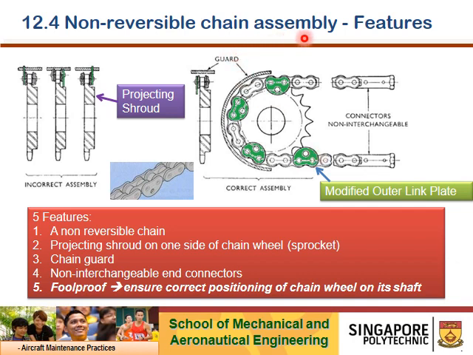Another feature we want to talk about will be the non-reversible chain assembly. All right, there are 5 features here for this non-reversible chain assembly. It's a non-reversible chain. That means you can only install it one way. Projecting thread on one side of the chain wheel, okay, and there's a chain guard here. Non-interchangeable end connectors. All right, and last, the best of the features is a foolproof installation, where you ensure that the user installs the chain direction correctly.